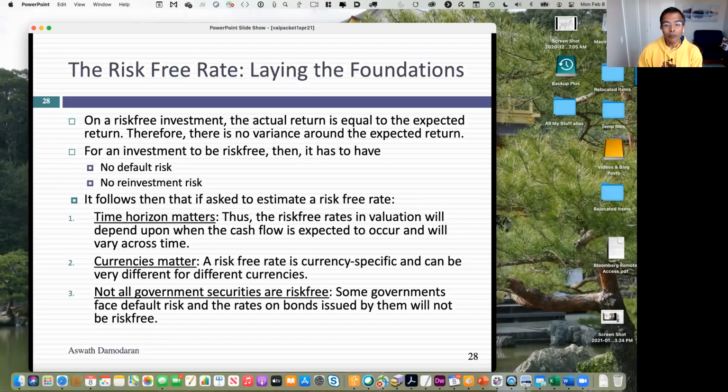Second, over what time period? A risk-free rate for a 6-month investment can be very different from a risk-free rate for a 10-year investment. And finally, just because you give me a government bond rate doesn't mean you give me a risk-free rate. Often when I ask people, what's your risk-free rate in Indian rupees? They say the Indian 10-year government bond rate is 8%. I say, well, it might not be risk-free. Why? Because governments do default even in the local currency.